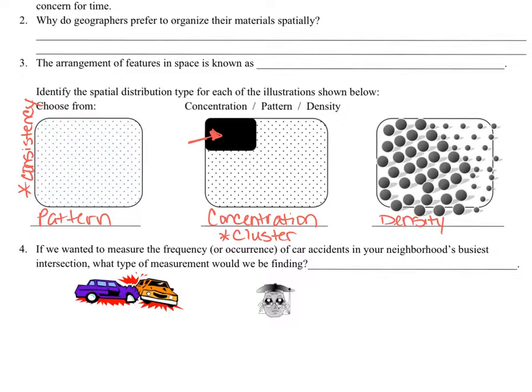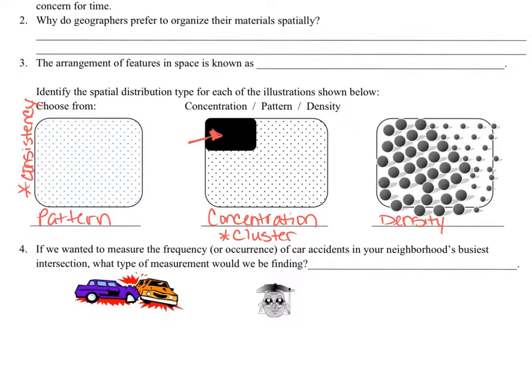Okay, so let's think about this question. If we wanted to measure the frequency, or occurrence, of car accidents in your neighborhood's busiest intersection. So, what's that over there? Main Street, El Dorado and Parkway. 423. That's pretty busy, close to the Walmart. Okay, so let's say we're looking right there. What type of measurement would we be finding? Would it be pattern, concentration, or density?